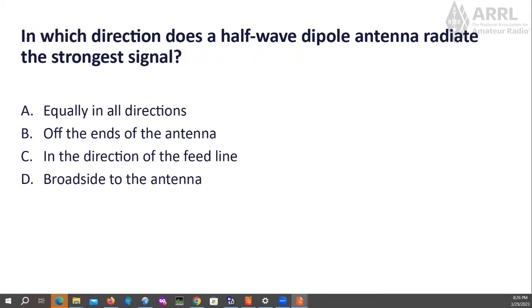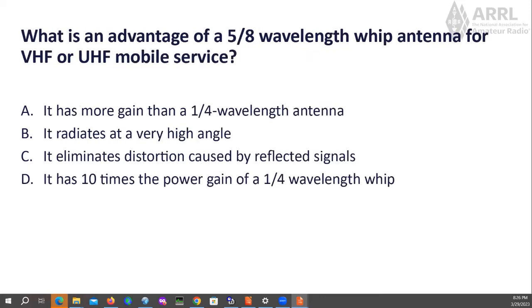In which direction does a half-wave dipole antenna radiate the strongest signal? And the answer is D, broadside to the antenna. What is an advantage of a 5/8 wavelength whip antenna for VHF or UHF mobile service? Answer is A, it has more gain than a quarter wavelength antenna.